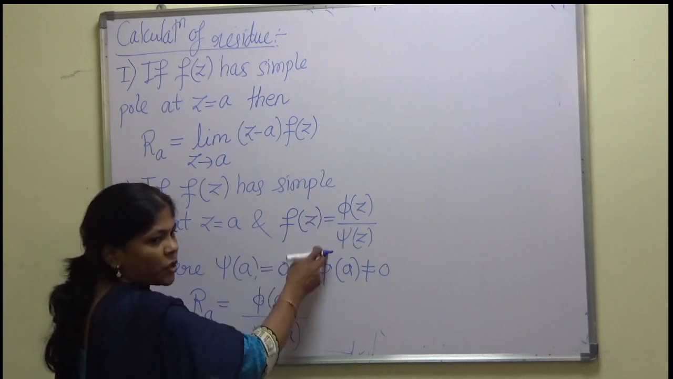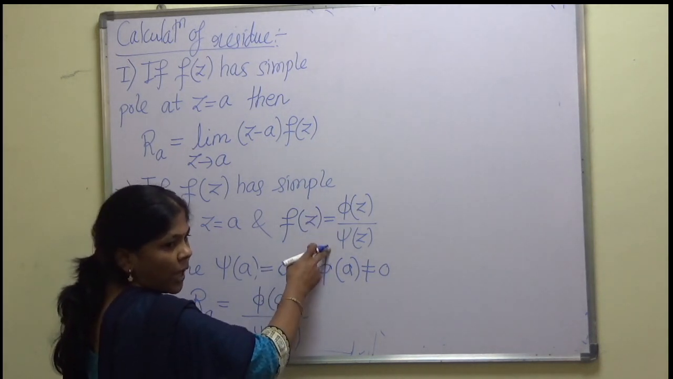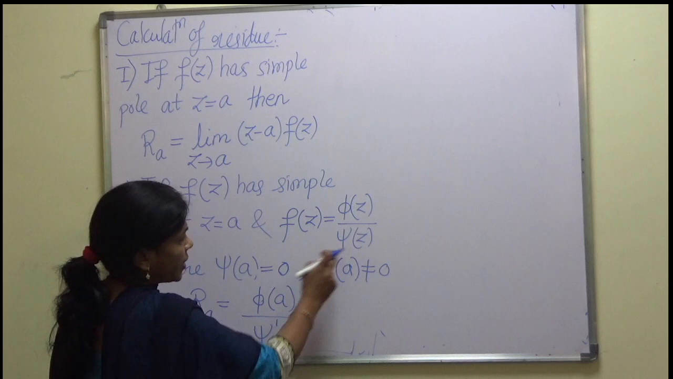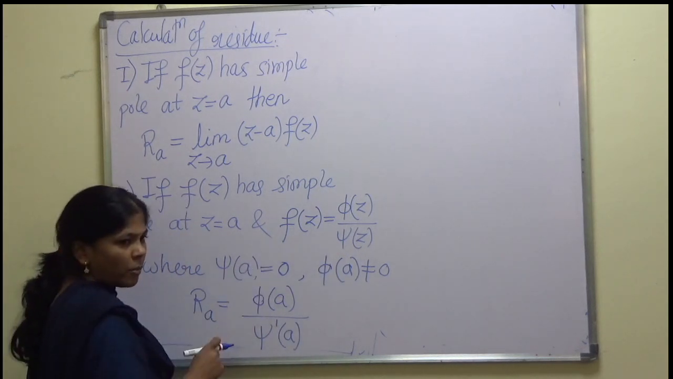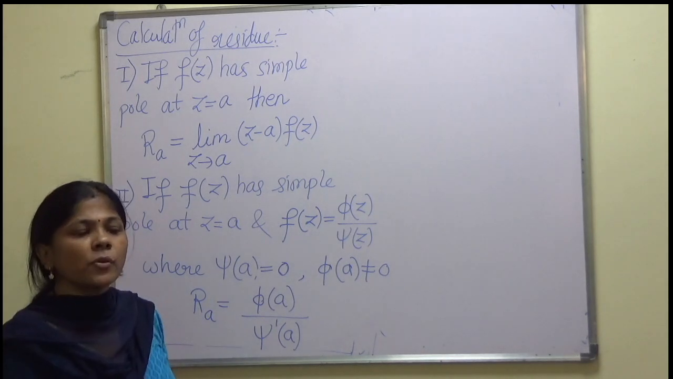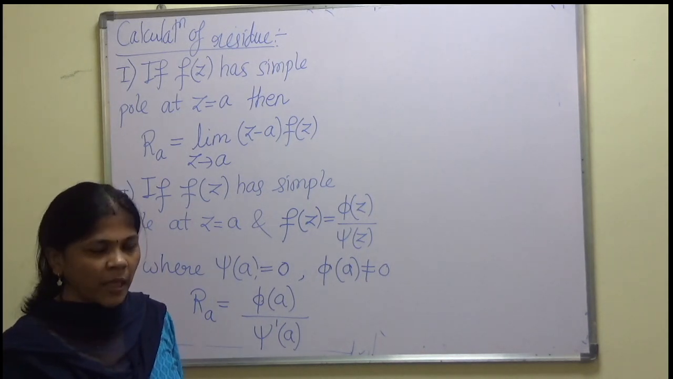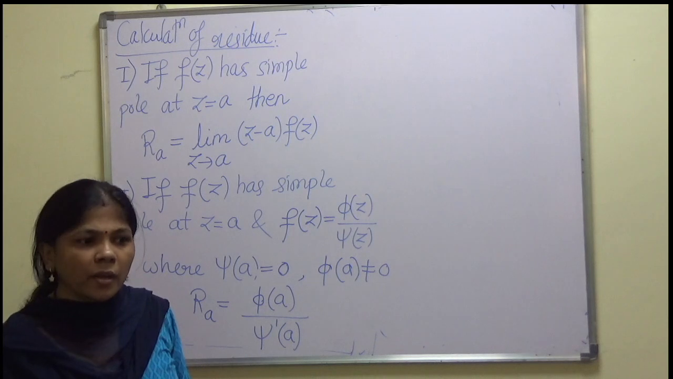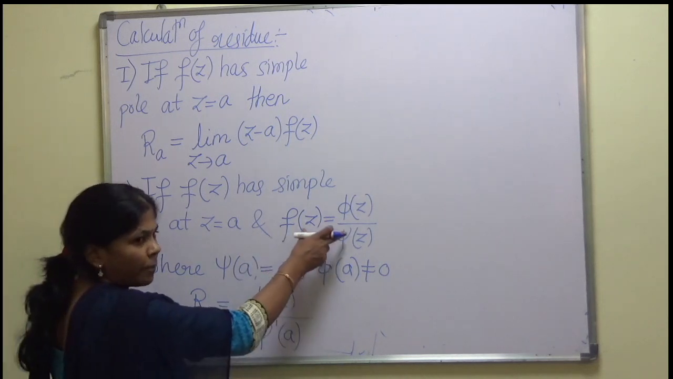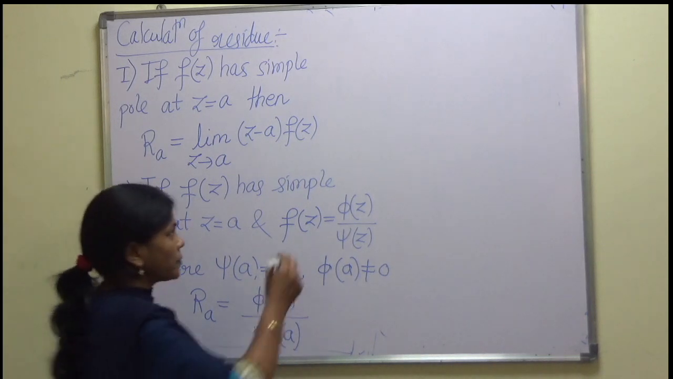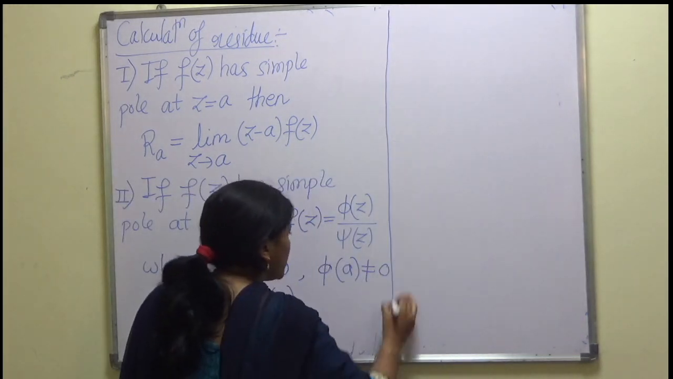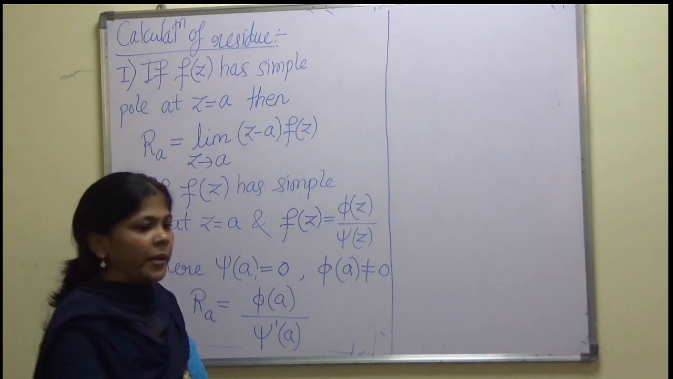So when we have a rational function of this form and the denominator goes to 0 at that point, then we use this formula. Particularly this formula is used when we have trigonometric functions, when there are a number of poles. So this form you will find better as compared to formula number 1. Both are meant for the simple pole only.